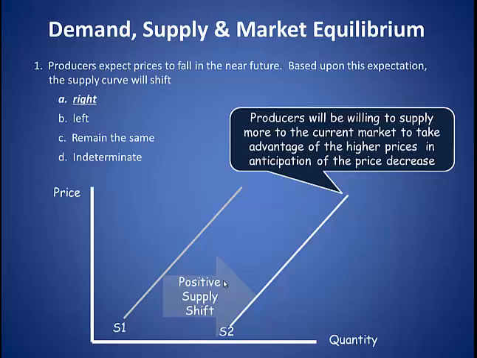Okay, question number 1. In this case, if producers expect prices to fall in the near future, that will shift the supply curve to the right. What that means is producers will be willing to supply more to the current market to take advantage of the higher prices in anticipation of future price decreases. You can see this depicted here, where there will be additional supply. So we have a positive supply shift, which is a shift to the right.